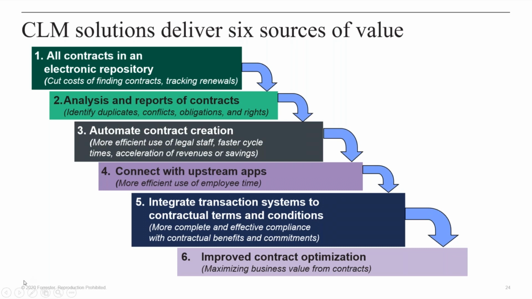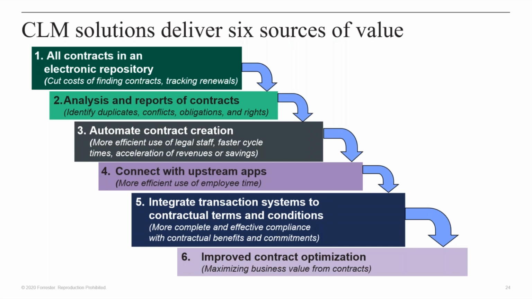The next source of value is when you connect those contracts with upstream apps. When you can take a sourcing event, for example, and have it automatically flow into a contract. When you have the contract information right at the fingertips of a vendor manager who's working to improve supplier performance, you get much more efficient use of employee time because the contract now is linked directly into the processes.